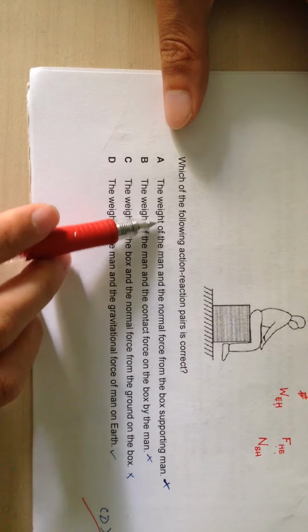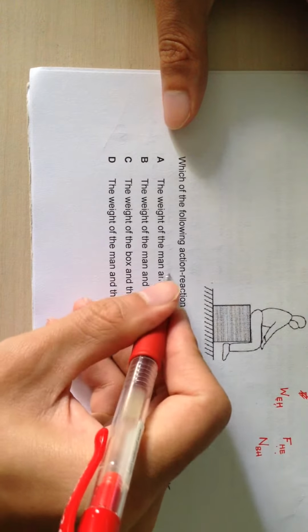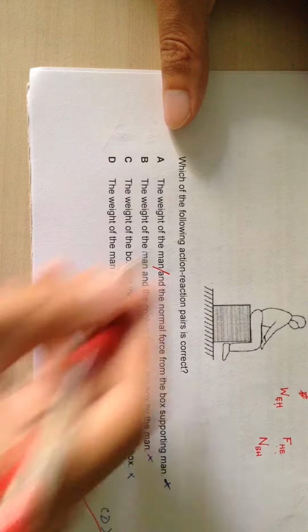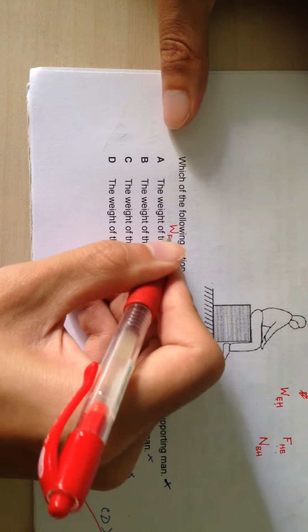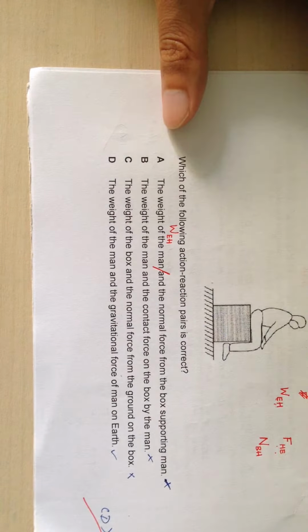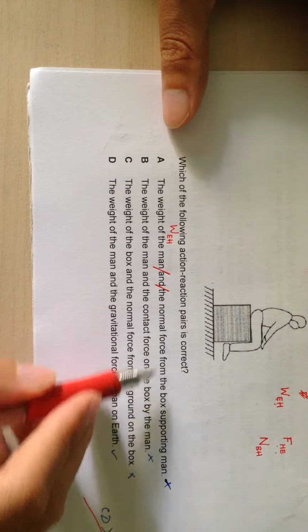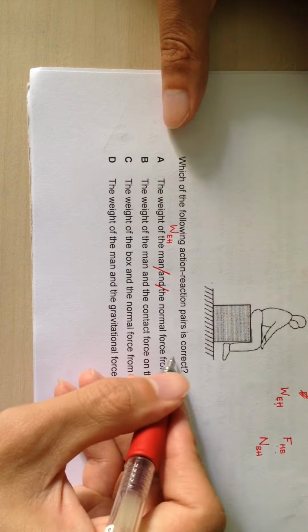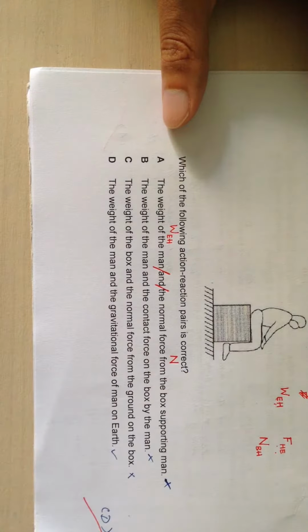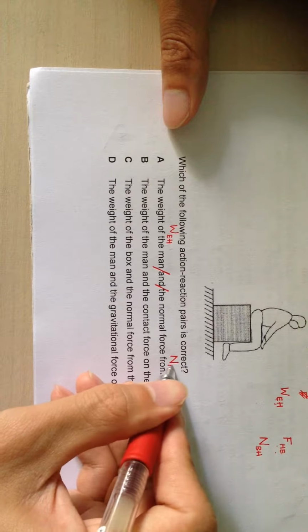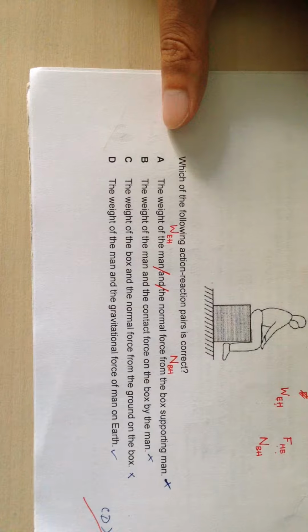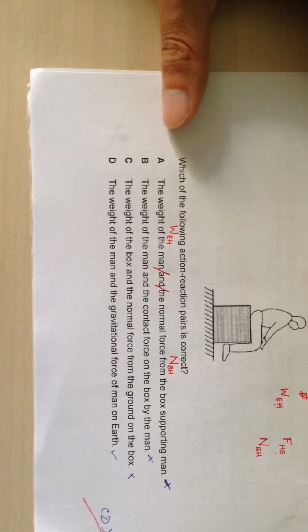So with this understanding, let us analyze the options given here. The first one is the weight of the man, which is your earth on human. Then the second force is the normal force from the box supporting the man, which is the normal contact force from box on human. So both are acting on the human. It is definitely not an action-reaction pair. So that's why I put a cross at the end.